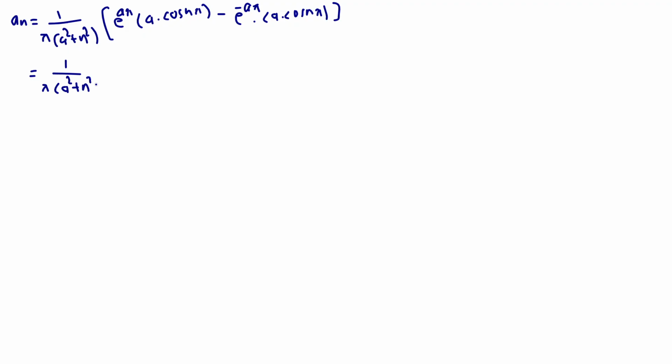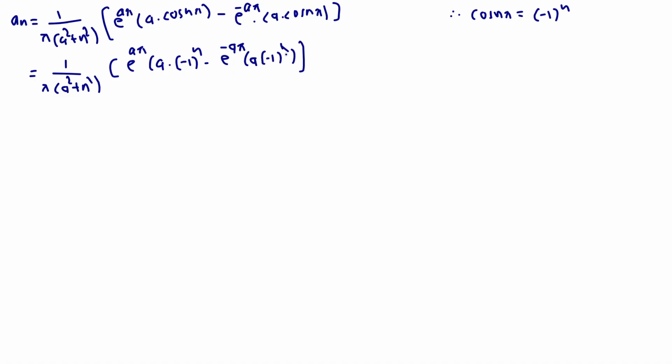So it is equal to 1 upon pi into a square plus n square, in bracket e raised to a pi into a into, we know the value of cos n pi. The value of cos n pi is minus 1 raised to n, so you have to put here minus 1 raised to n, minus e raised to minus a pi into again a into minus 1 raised to n. So what I'm doing now, I'm taking a into minus 1 raised to n outside, divided by a square plus n square.